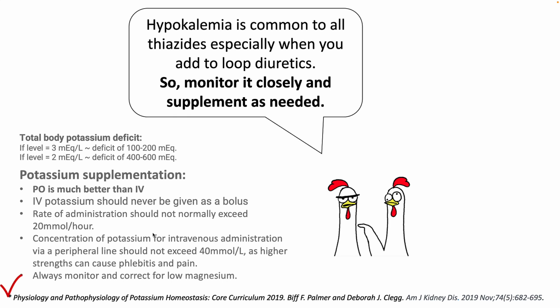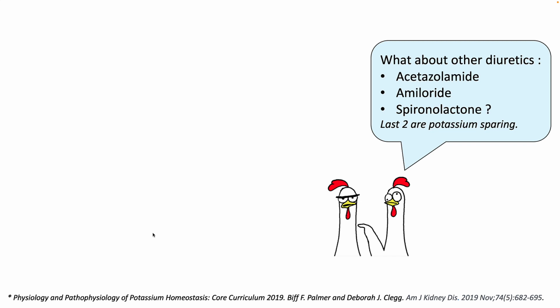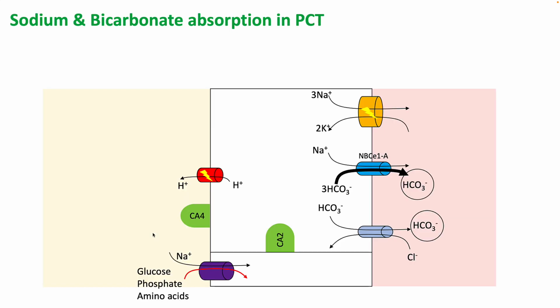A very good article about physiology and pathophysiology of potassium homeostasis is in this article. The links are in the description below. I suggest that you go through it. What about the other diuretics like acetazolamide, amiloride, and spironolactone?